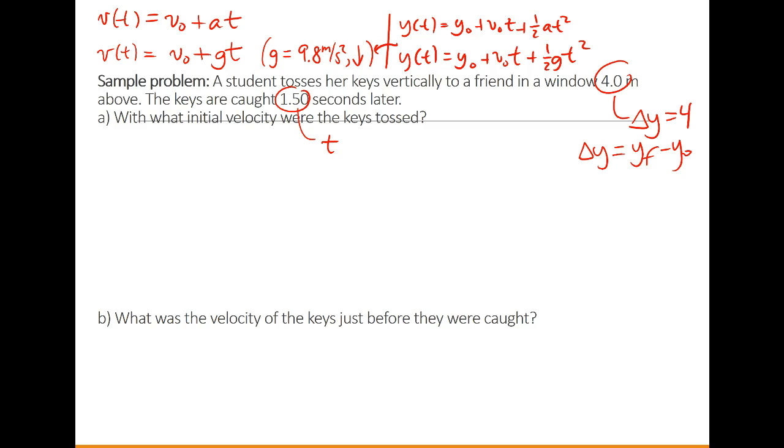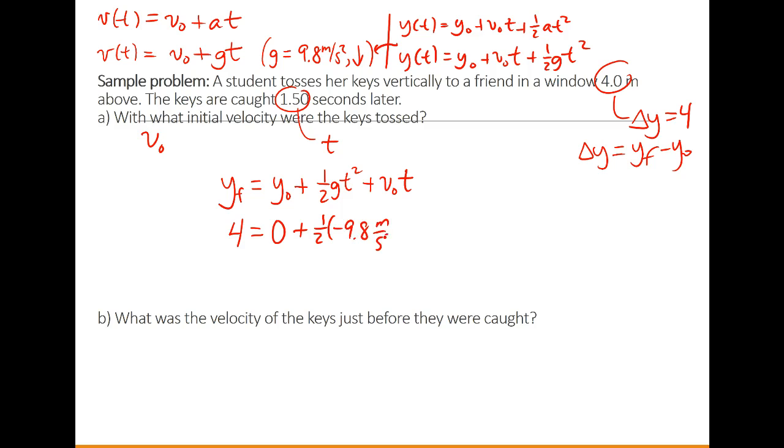So if we want the initial velocity, v naught, that they're tossed with, we can try and set up our equation here. So y of t, or y final, is equal to y initial plus 1/2 g t squared plus v initial times t. And I wrote this in a weird order, but it'll work out. 4 is y final, because y initial can be set to 0. Then we're going to do plus 1/2 negative 9.8 meters per second squared and 1.5 seconds, that's squared, plus v naught times 1.50 seconds.